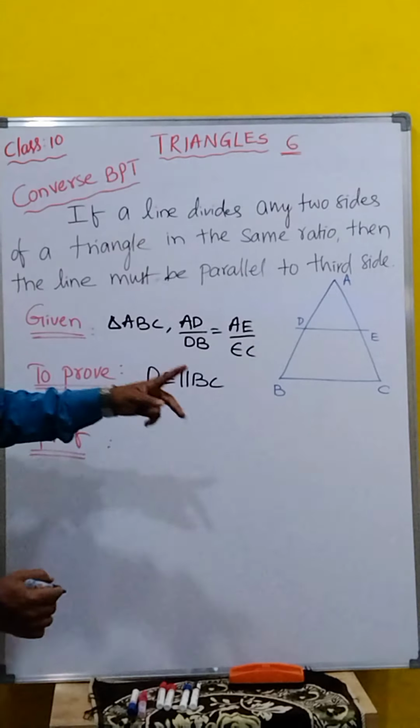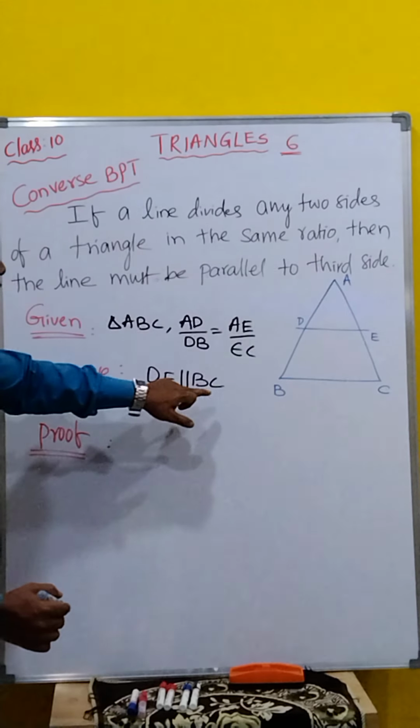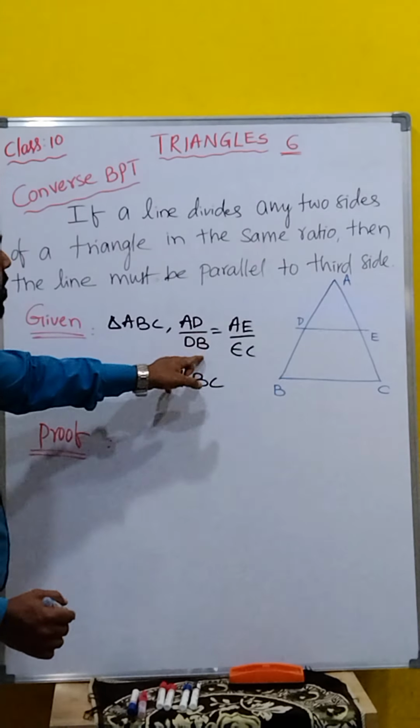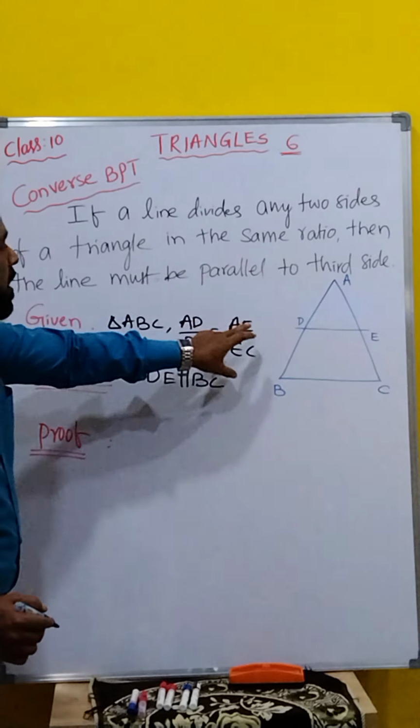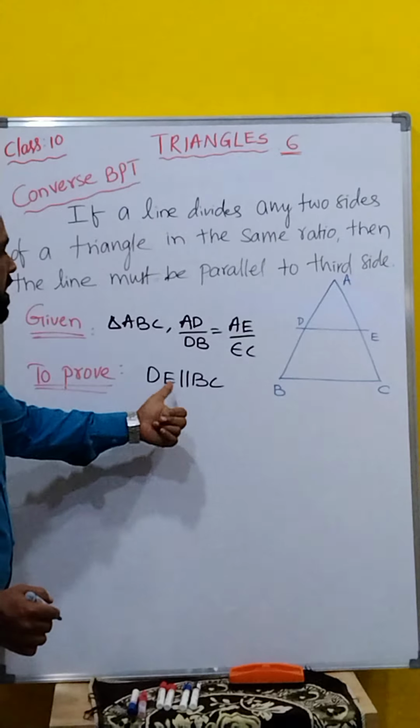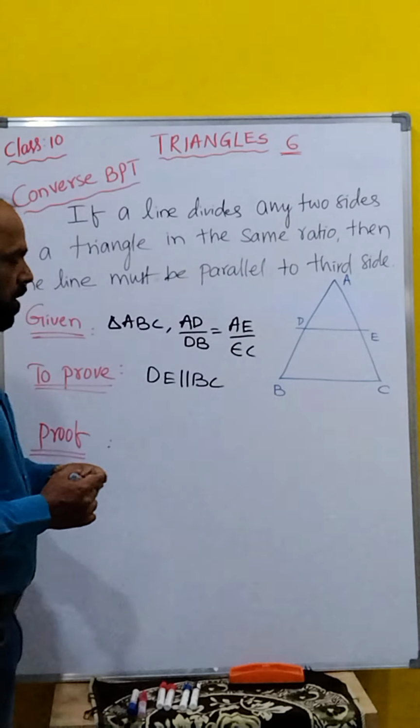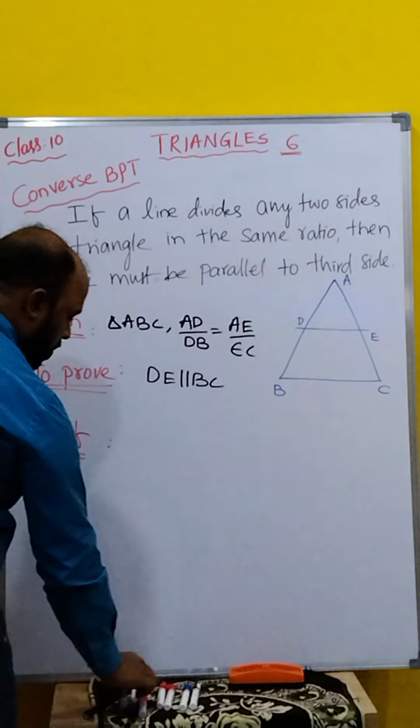Clear, children? In the BPT theorem, DE is parallel to BC, then we prove AD by DB is equal to AE by EC. Here AD by DB is equal to AE by EC is given. We are proving DE is parallel to BC. Now we will go for the proof.